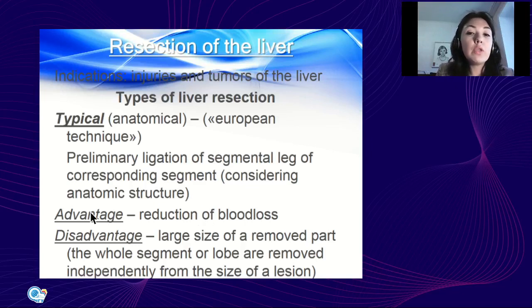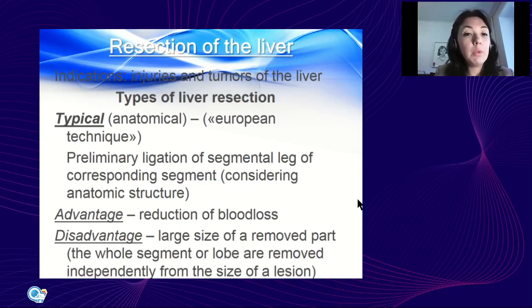So in case of typical resection, when we preliminarily ligate vessels which supply this particular part of the liver, there is the main advantage, it is reduction of blood loss, because actually operations on the liver are always accompanied by a very big blood loss, like it can be 2 or 3 liters, and usually operations on the liver are always accompanied by blood transfusion. Even if it is planned surgery, surgeons are always ready for blood transfusion.